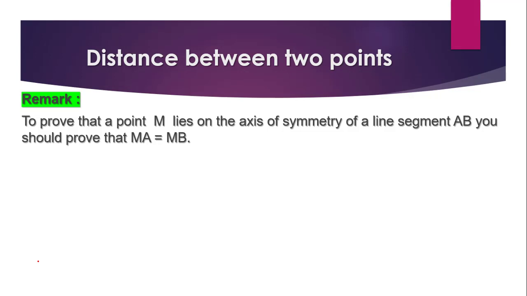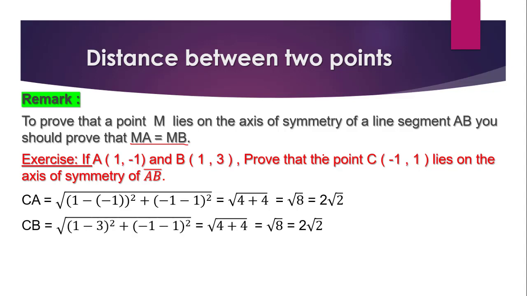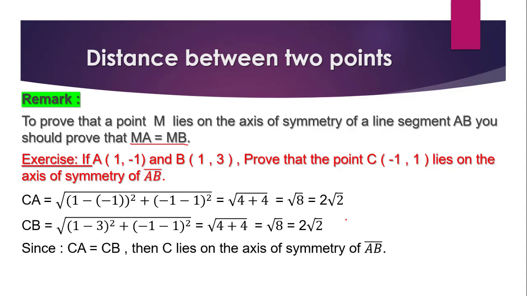We studied before that if you have a line segment, any point on the axis of symmetry is equidistant from the terminals. So if I want to prove that any point M lies on the axis of symmetry of a line segment, I should prove that MA equals MB. Here, for example, in this exercise, I have A and B. I want to prove that point C lies on the axis of symmetry. It means CA equals CB. So I'll calculate the length of CA and the length of CB. The two lengths are equal, so point C lies on the axis of symmetry of the line segment AB.